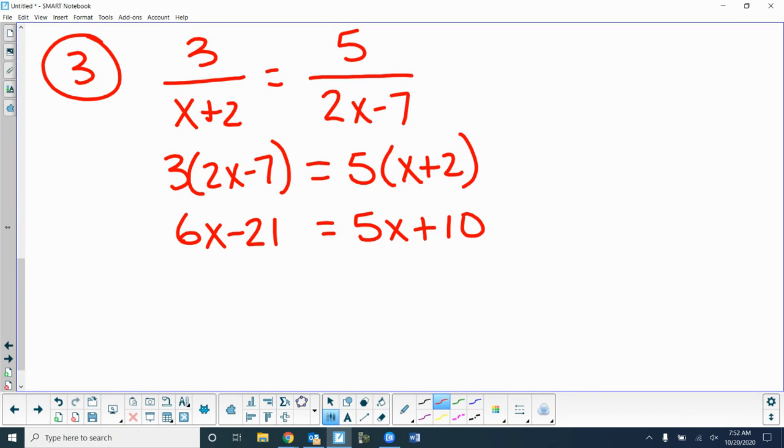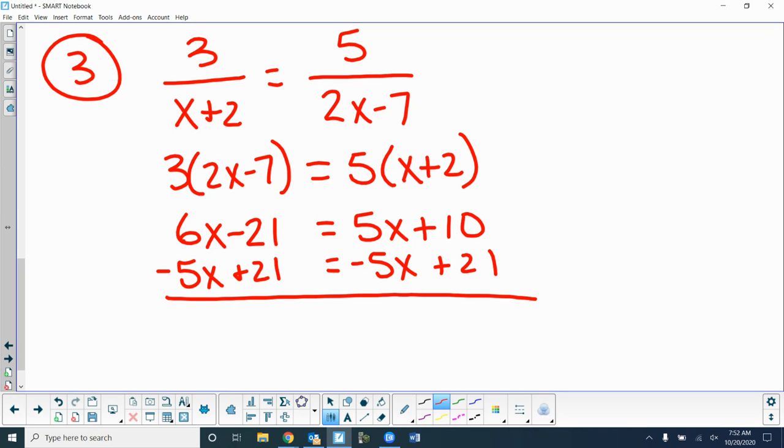And then I'm going to bring the 5x over to the 6x by subtracting. I'm also going to add the 21 over to the 10 to move it. So the 5x's are gone, the 21's are gone. 6x minus 5x is x, and 10 plus 21 is 31. These I'm supposed to check. 31 plus 2 is okay. 2 times 31 is 62, minus 7 is 55. So it's okay. I'm looking for not getting a 0 in the bottom, right? Any questions on that one?